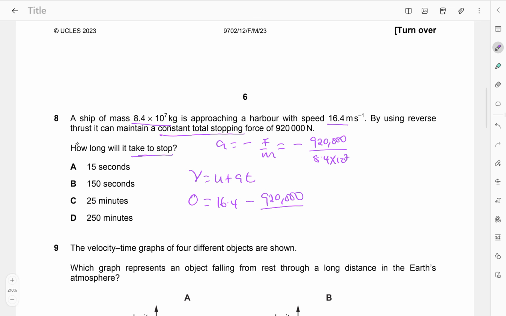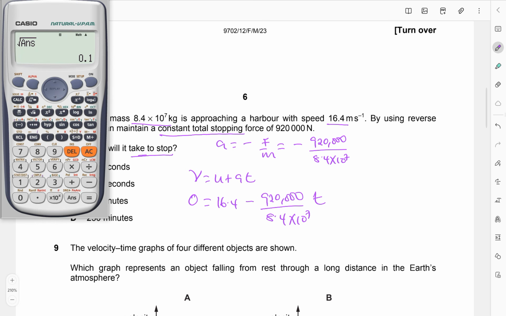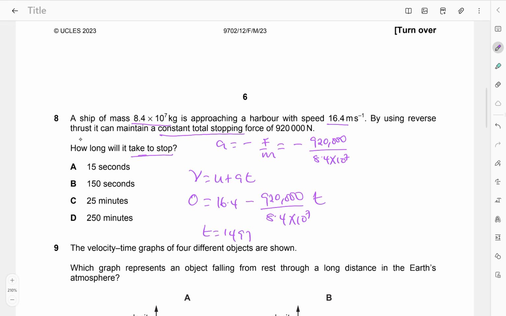920,000 divided by 8.4 times 10 to the power 7, then times t. So I'll make it the subject. I'll just put this in the calculator. On the left hand side, let's say I have 16.4 times what is in the denominator, 8.4 exponent 7. Then I divide by 920,000, which gives me t as 1497.4 seconds.